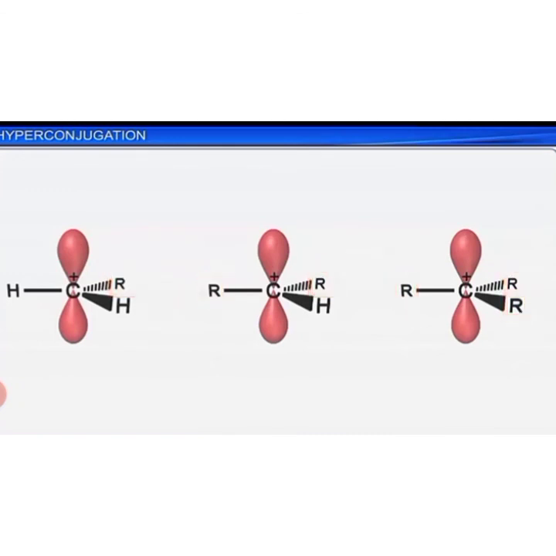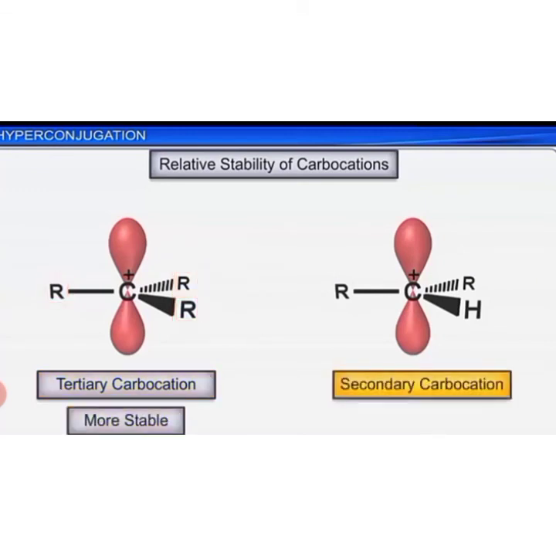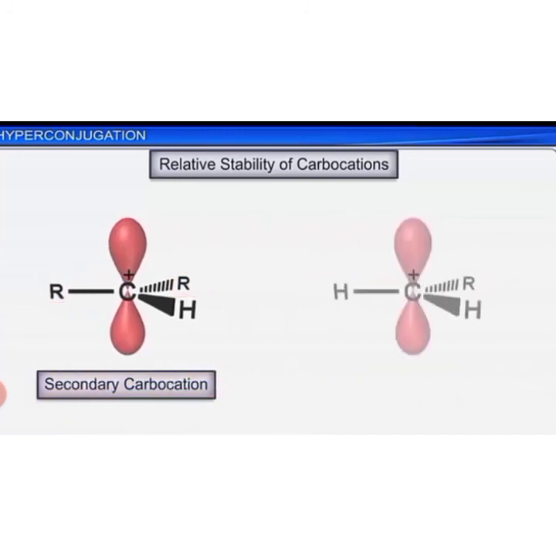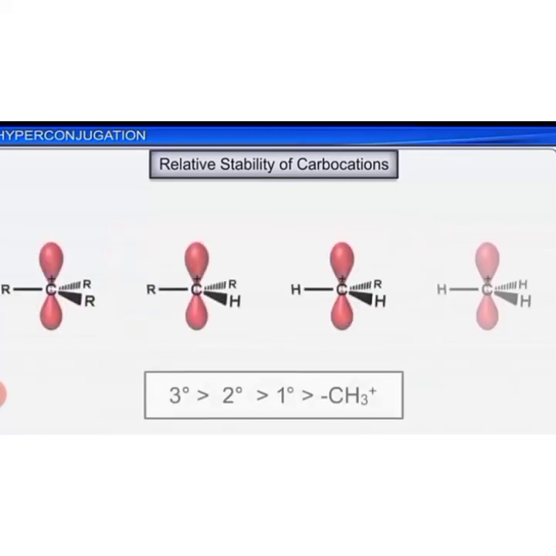Hence, the tertiary carbocation in which there are three alkyl groups attached to the positive carbon is more stable than a secondary carbocation with two alkyl groups. Similarly, a secondary carbocation is more stable than a primary carbocation. Therefore, the order of stability decreases from tertiary carbocation to methyl cation.